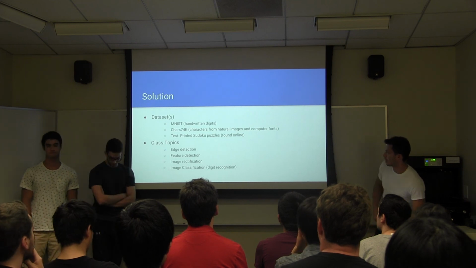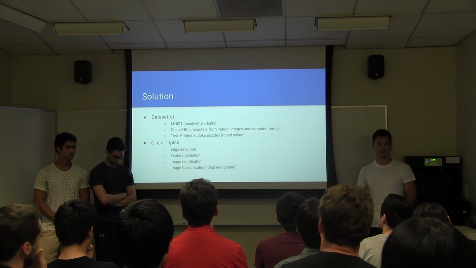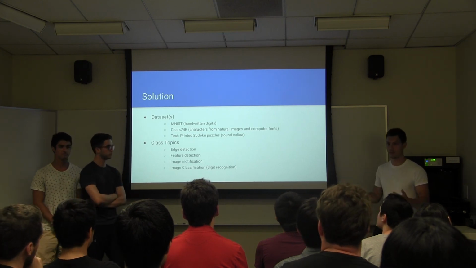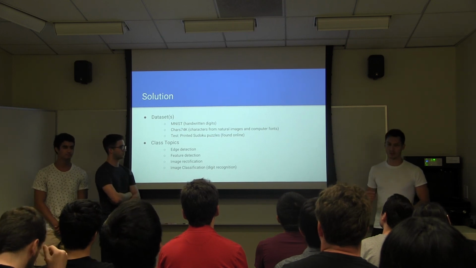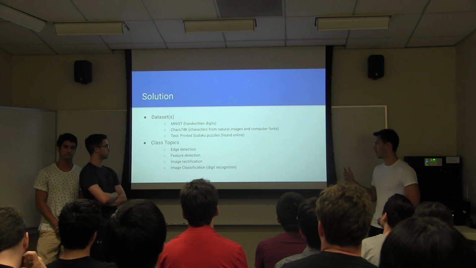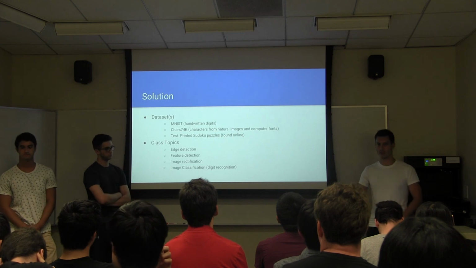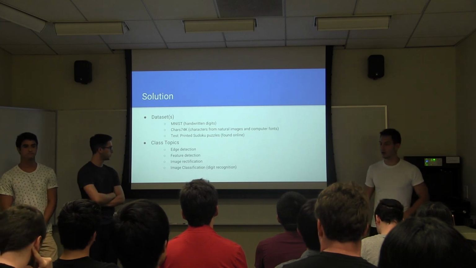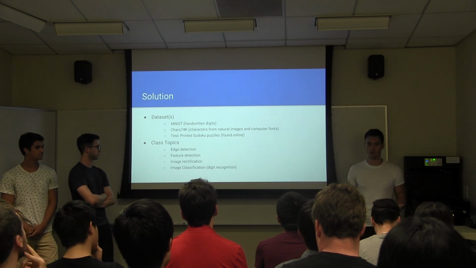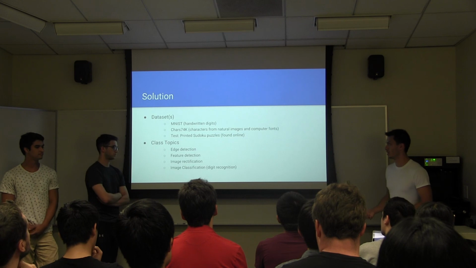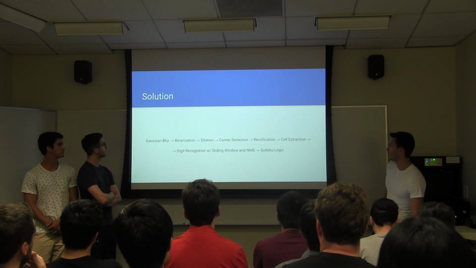To derive a solution, we used a couple of data sets. We used MNIST for handwritten digits, in case somebody had already inputted some of the solution, as well as Chars74K in order to isolate the computer printed digits. We're using a data set for testing of a bunch of printed Sudoku puzzles, as well as handwritten Sudoku puzzles that we take pictures of inside books. The class topics we hoped to approach with this were edge detection, feature detection, image rectification, and the classification of actual digits within the cells.